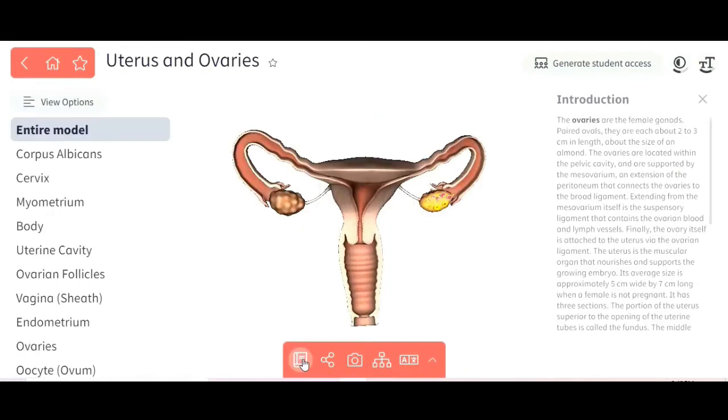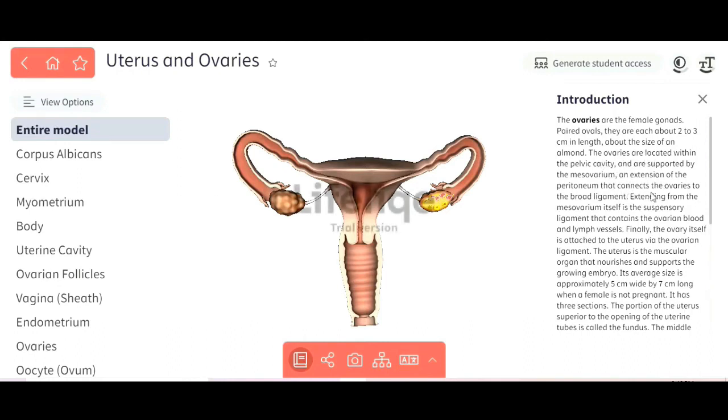And next we have uterus and ovaries. The ovaries are the female gonads. Paired and oval, they are each about 2 to 3 cm in length. About the size of an almond, the ovaries are located within the pelvic cavity and are supported by the mesovarium and extensions of the peritoneum that connect the ovaries to the broad ligament. Extending from the mesovarium itself is the suspensory ligament that contains the ovarian blood and lymph vessels. Finally, the ovary itself is attached to the uterus via the ovarian ligament.